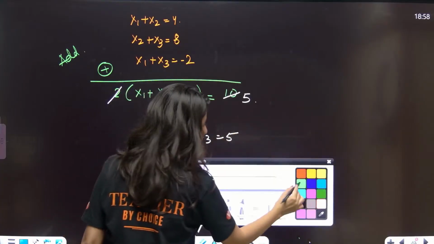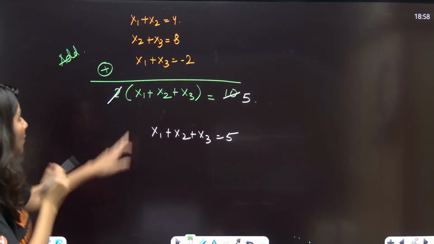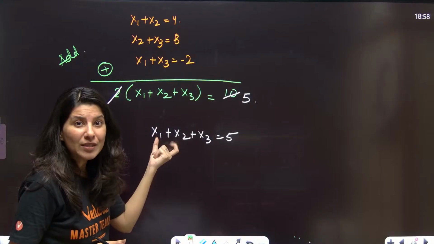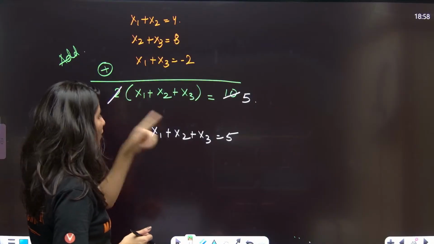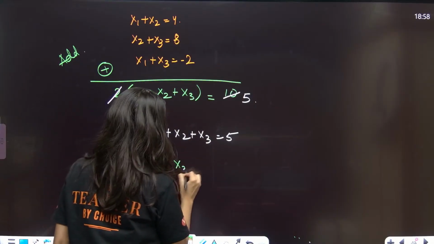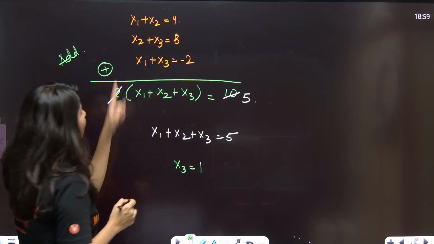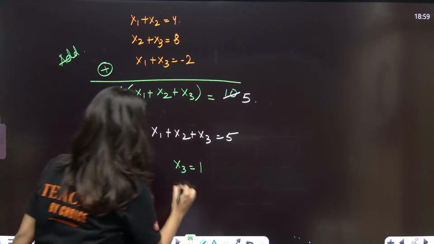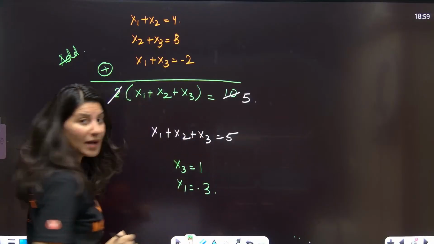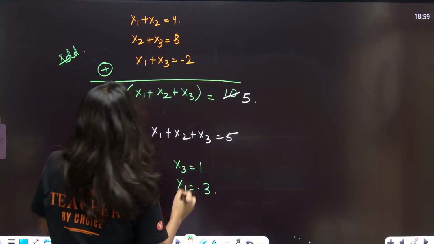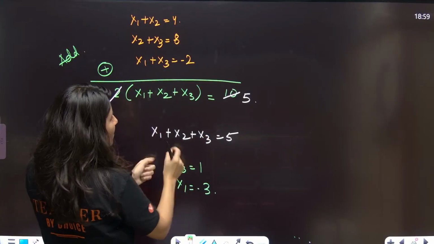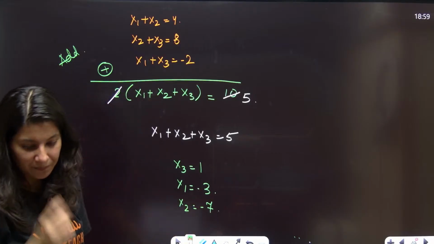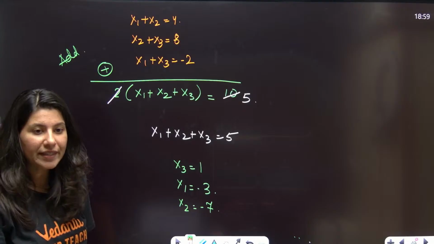Now understand, very, very easy thing. So now x1 plus x2 is 4. If I use equation number 1, x3 will be equal to 1. If I put x2 plus x3 as 8, so 5 minus 8, x1 is going to be minus 3. And now if I put x1 plus x3 as minus 2, so x2 will become minus 7. Everybody? Clear or not?